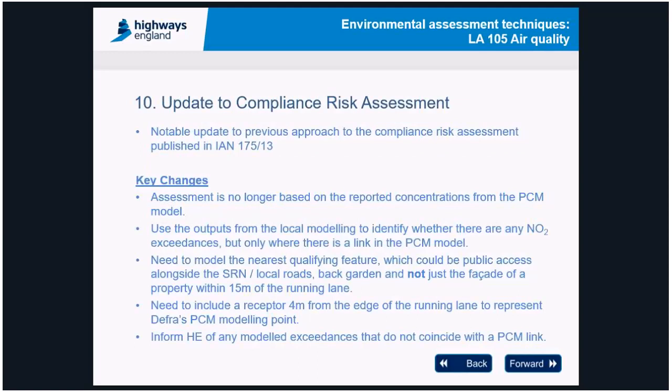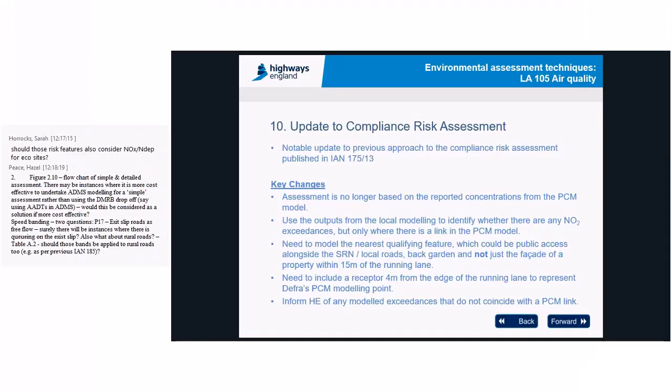Right, okay, so one of the other areas that we've updated and done some further work around is compliance risk assessment. This used to be captured in Interim Advice Note 175. Some of the notable changes, so rather than talking about lots of work around all the methodology, I'm working on the assumption that lots of people have an appreciation of Interim Advice Note 175 and used it previously.